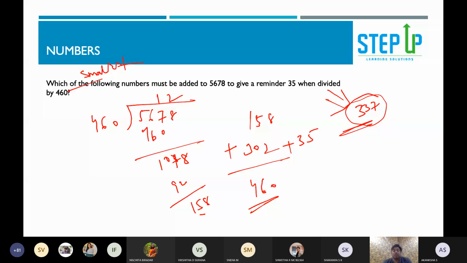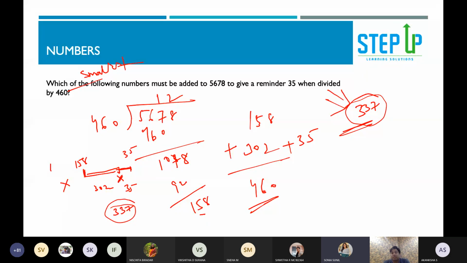So that means if this is one multiple of 460, this is another multiple of 460. And here with a 158 remainder, I need a 35 remainder. What do I have to do? First of all, I need to reach the next divisible value, and then I have to add another 35 here. To make this number completely divisible, I have to add 302. And the next 35 will make it 337 overall. Is it clear to everyone or not?